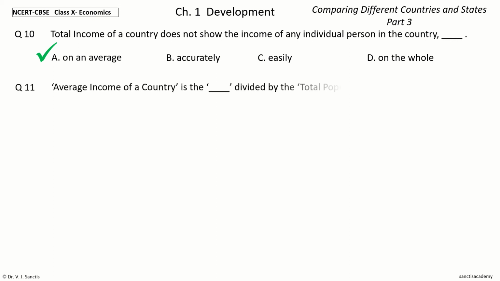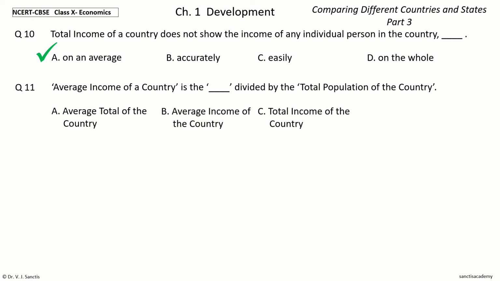Question 11. Average income of a country is the dash divided by the total population of the country. The options are average total of the country, average income of the country, total income of the country, total average of the country. Your time to choose. And the answer is total income of the country.